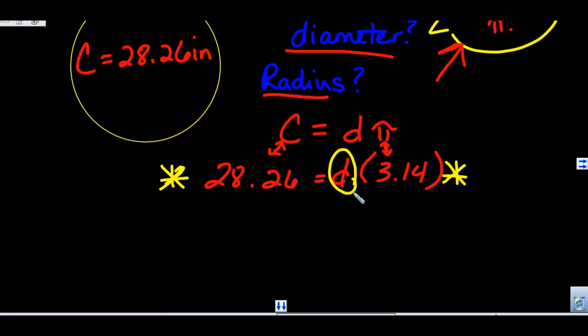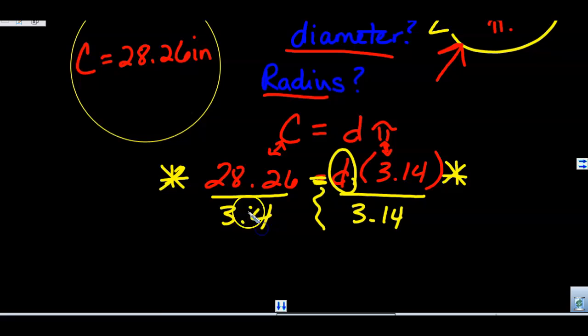Solving for d, getting it by itself, isolating it, we need to divide both sides of the equal sign by 3.14. The 3.14's cancel out on this side, and we're left with d equals 9. So the diameter here is equal to 9 inches.